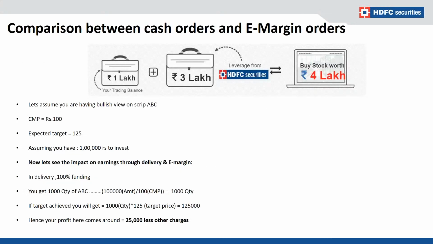A customer is bullish, expecting the price of the stock to move from 100 to 125. Assuming the customer has 1 lakh rupees, if a customer is investing 1 lakh rupees in the cash market, 100% funding is required.